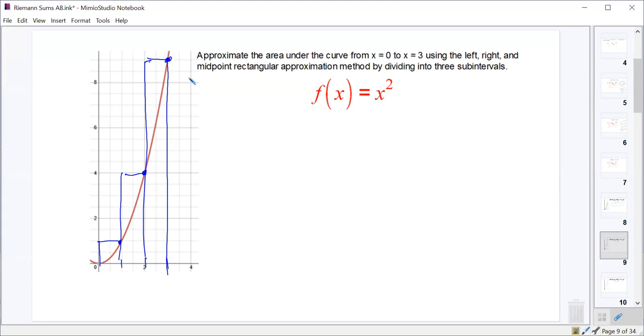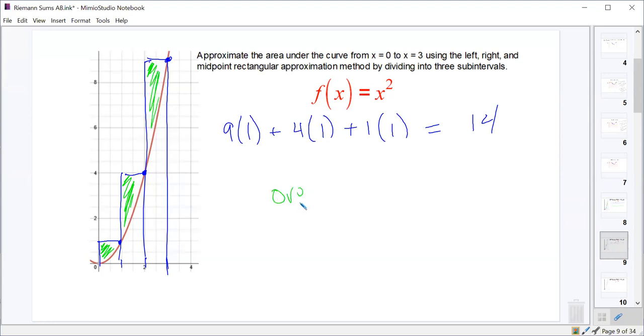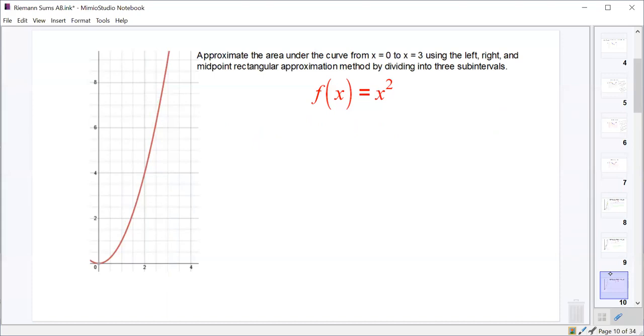All right. So our first rectangle was 9 height with 1 width. The second one was 4 height and 1 width, and the last one was 1 height and 1 width, which gave us 14. And we know, once again, that since this function is increasing, the right rectangular approximation will give us an overestimate. Good or no? Good. All right, let's do the midpoint then.